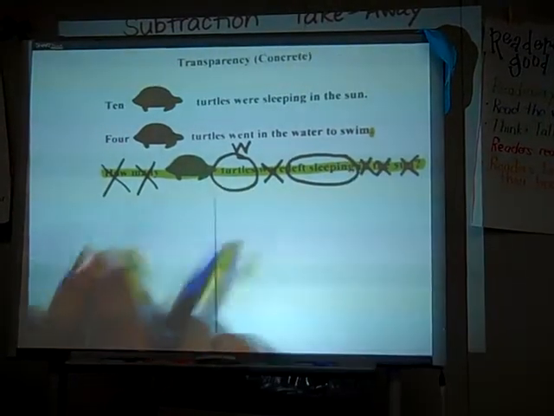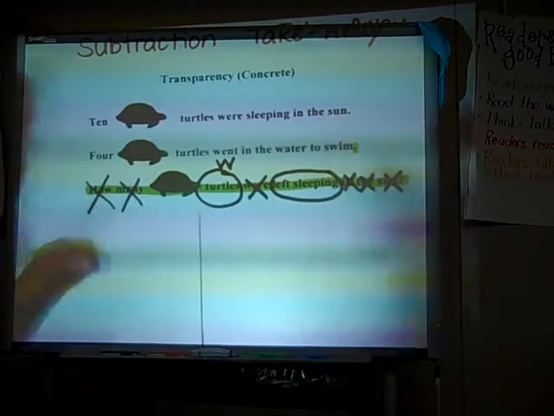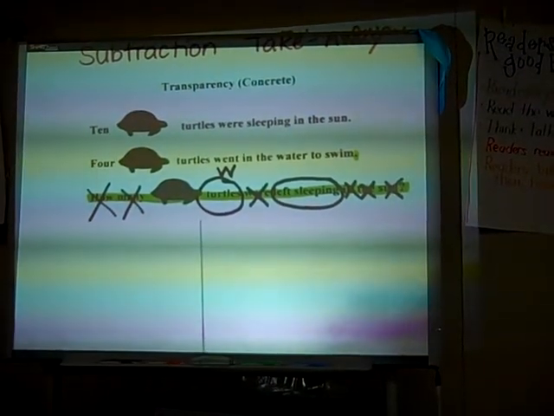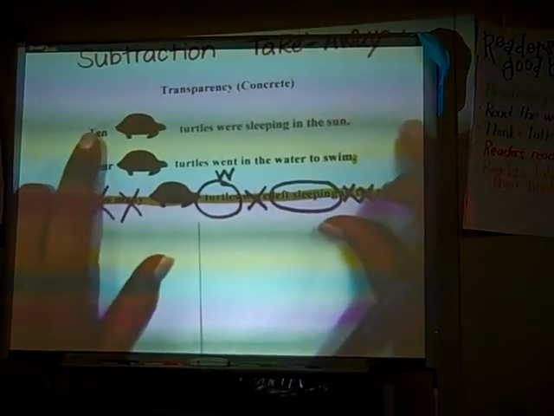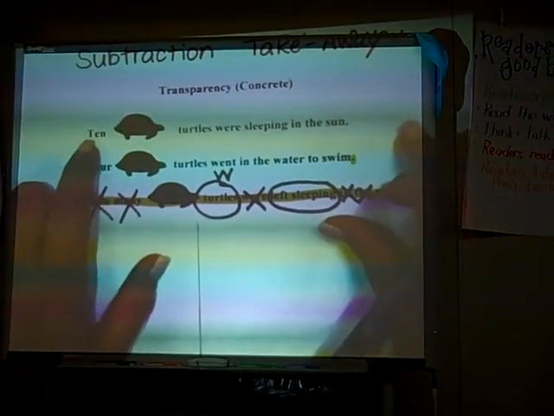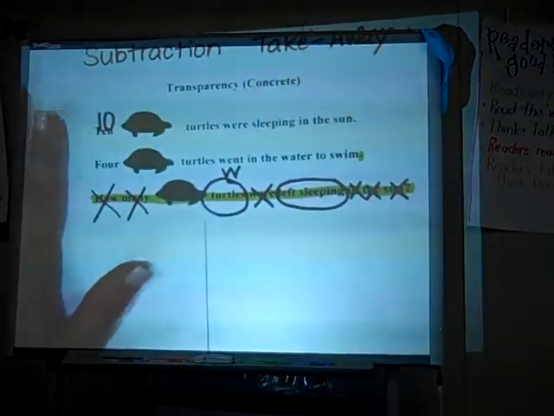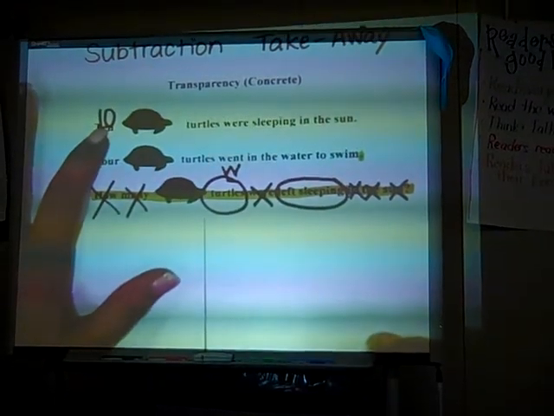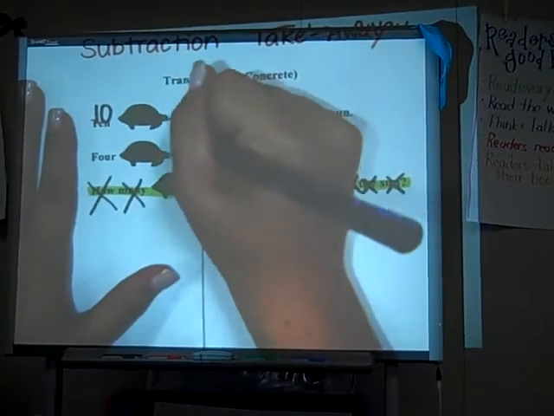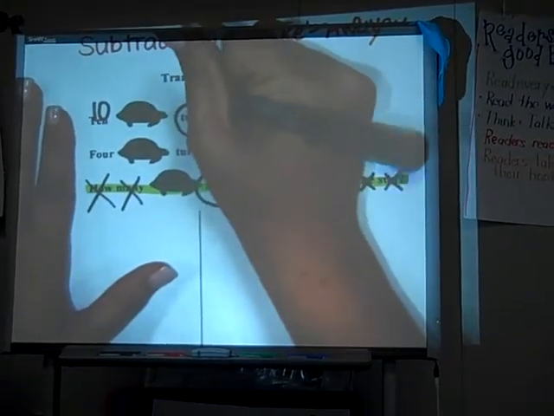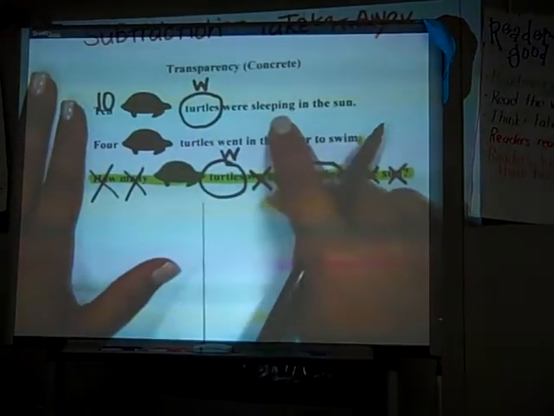These are the words that are going to help me get my answer. I go back, I tell the students to reread the question again to find the important words and numbers that will help them get their answer. 10. Anytime they see the number word written in words, I tell them they need to write the number on top so that they can visually see the numbers that they're going to be building. 10 turtles, that is important to me because that is my what. What am I counting in this story? I'm counting turtles. Were sleeping in the sun.